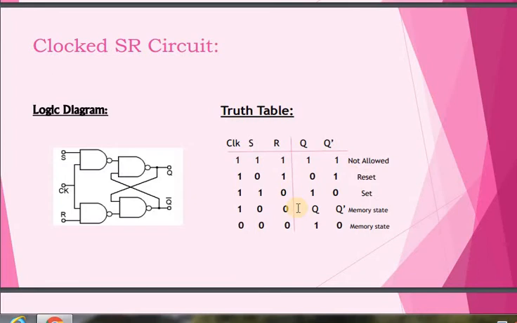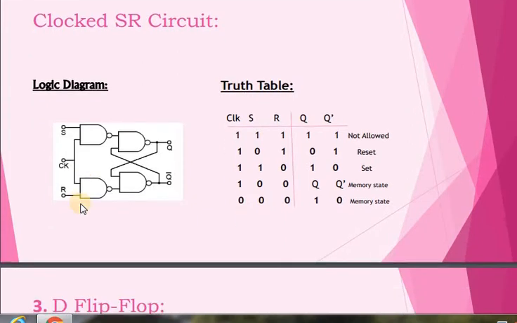So this you call a clocked SR circuit. See here, this is the logic diagram. It consists of an SR latch. This part is what we have seen in the last class, that is the SR latch. Here this is a clocked SR circuit. You are given a clock input, so that is why you call it a clocked SR flip-flop or clocked SR circuit. This circuit also works based on the NAND gate truth table only.